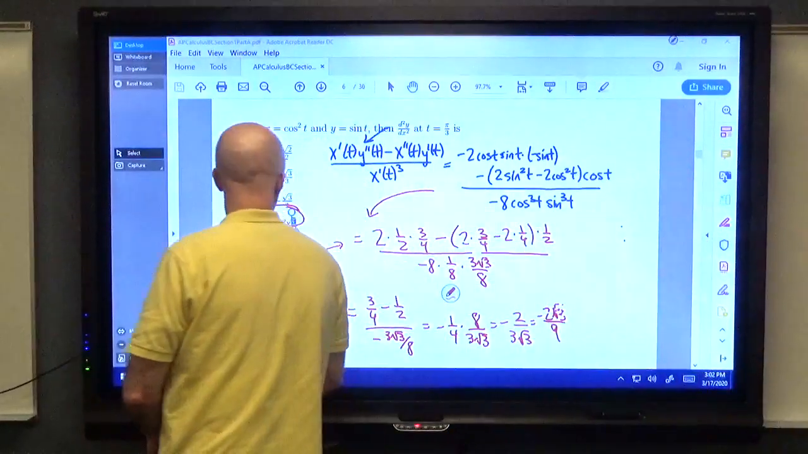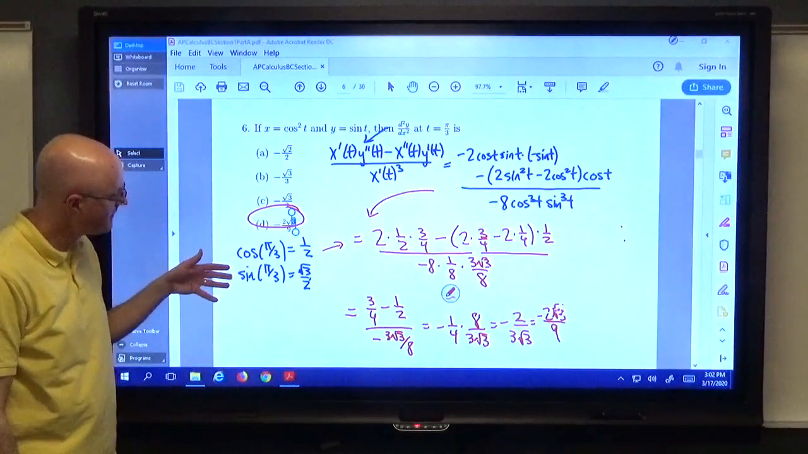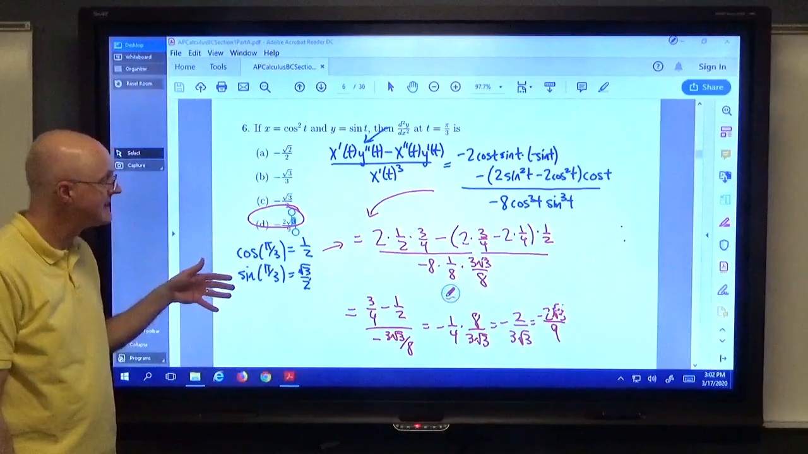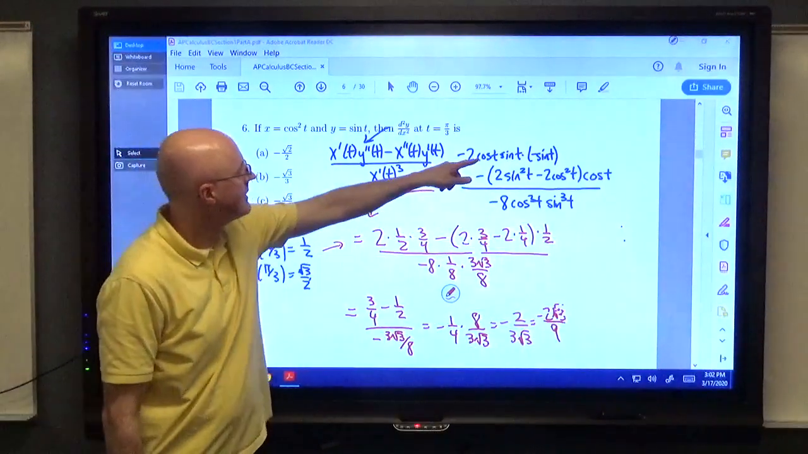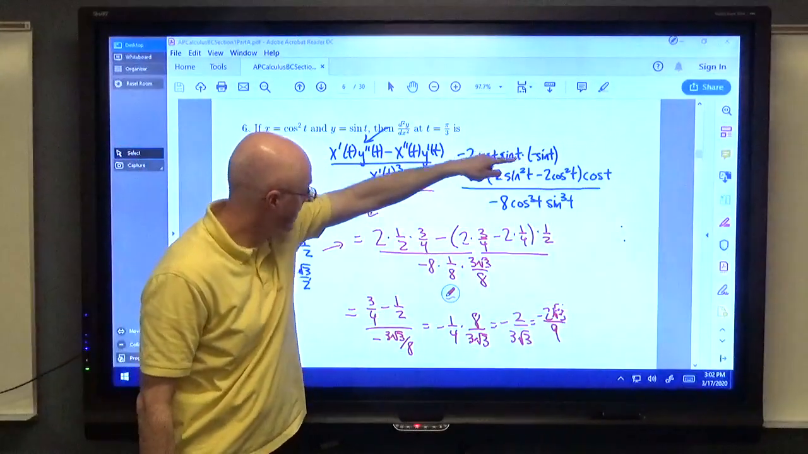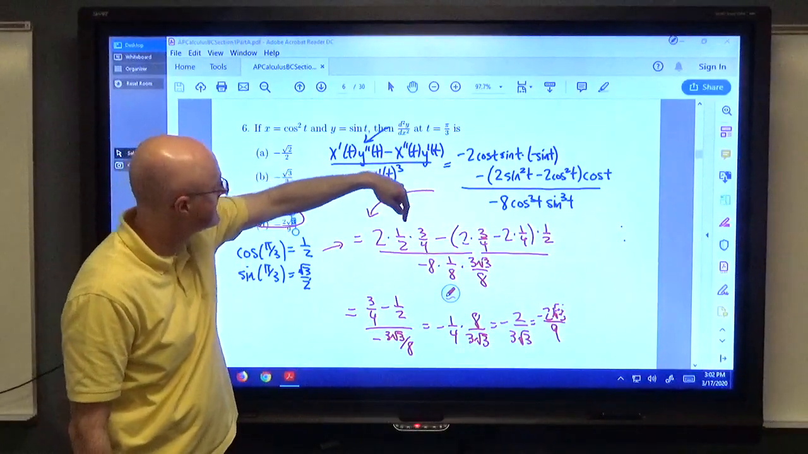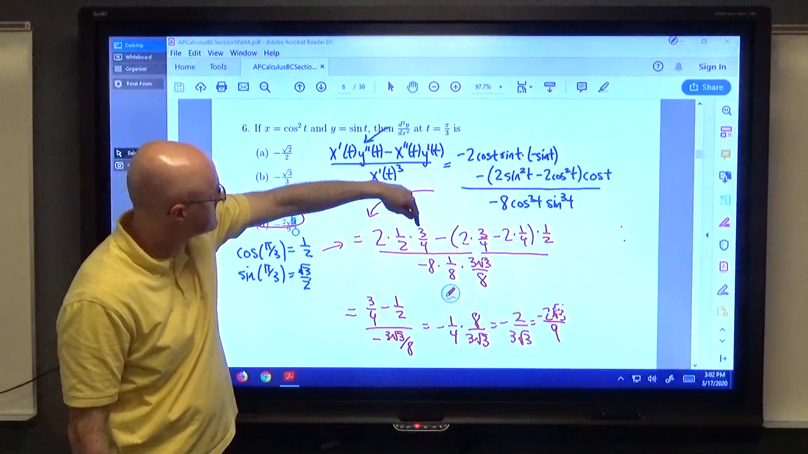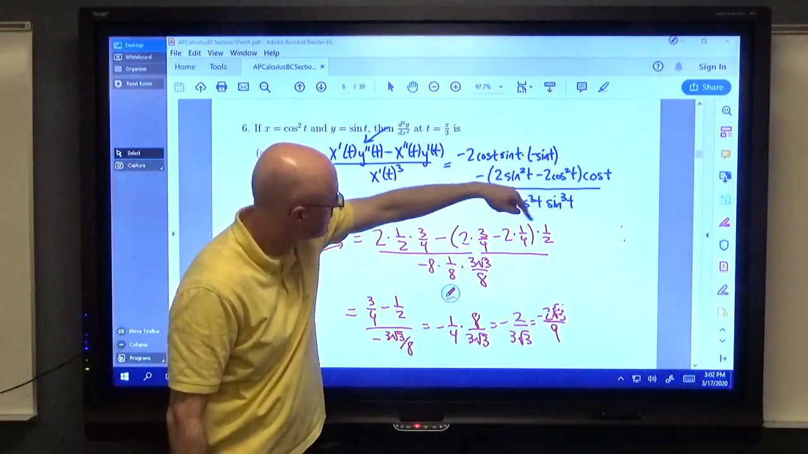Now plug in t equals pi over 3 using these facts here that cos pi over 3 is 1/2, sine pi over 3 is square root of 3 over 2. Plug those numbers in. For example, you get a cos t, that's the 1/2 here. You get a sine squared t, and by the way, the 2 minus signs canceled here to give a plus. Square that, you get 3/4. Minus 2 sine squared is that. Minus 2 cos squared is 1/4.